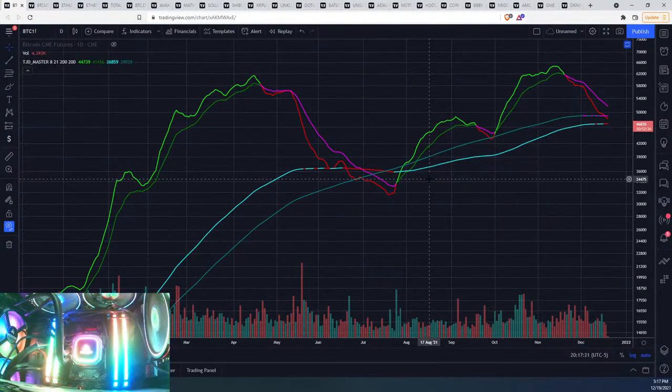I don't like that because the reason we're using the 200 exponential and simple moving averages is because they give us so much data jammed into this. So when we're looking at the daily, we're looking at 200 days' worth of data.